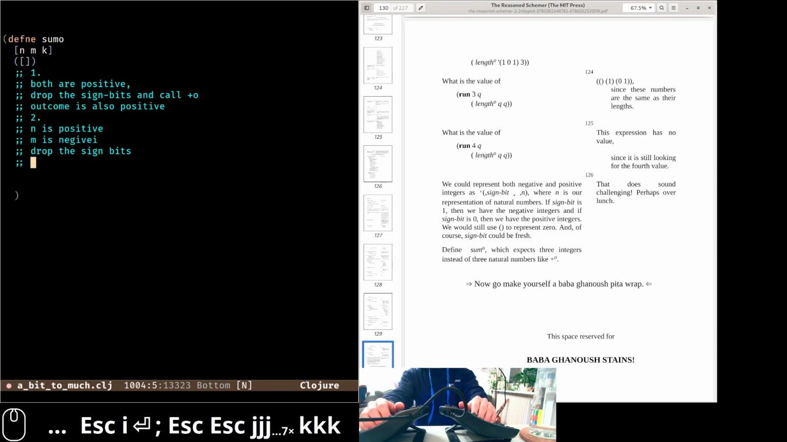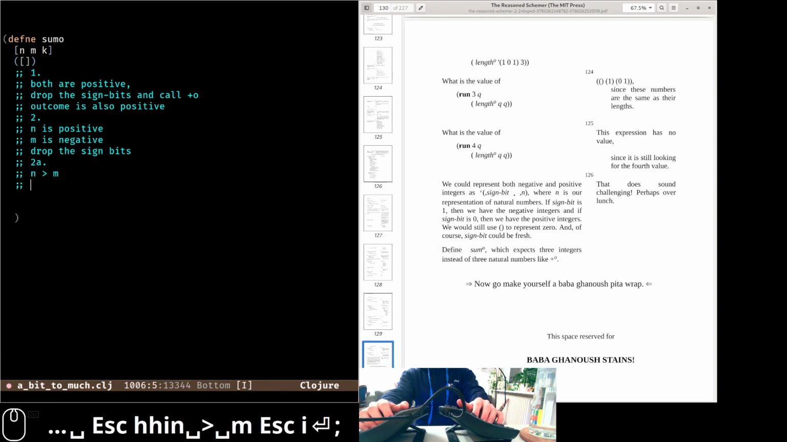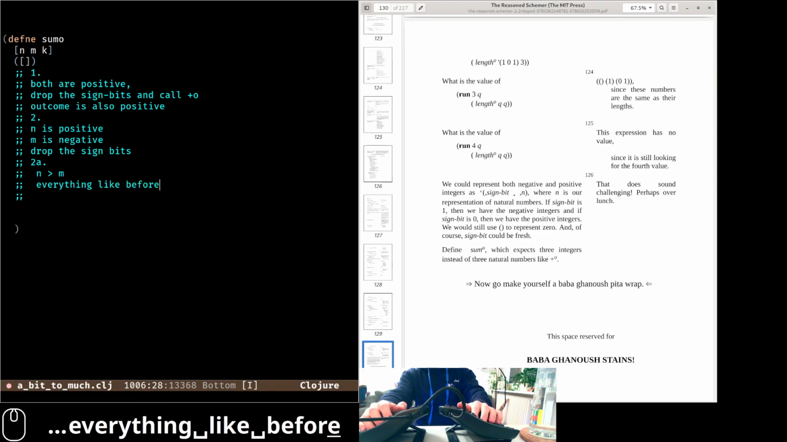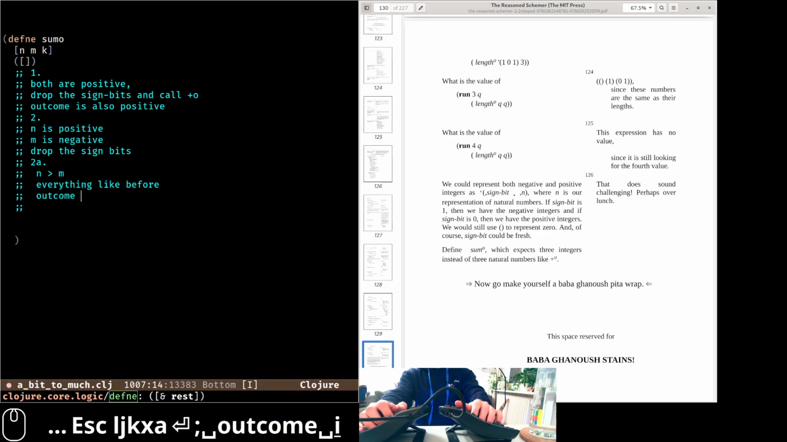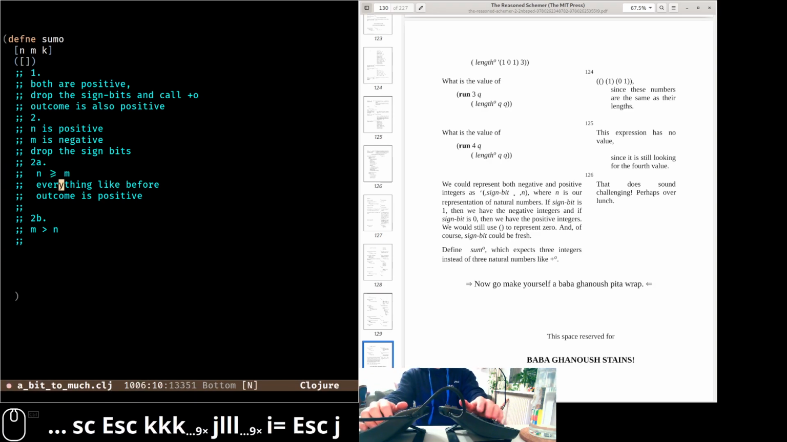But now I need to handle these in a way where, in order to do this correctly, I feel like I need to handle, well, there's kind of case 2a, that is that n is bigger than m. In that case, everything is the same as before. And the outcome is positive. And then there's the second case, where m is bigger than n. There's also the case where they're equal. That is basically here.